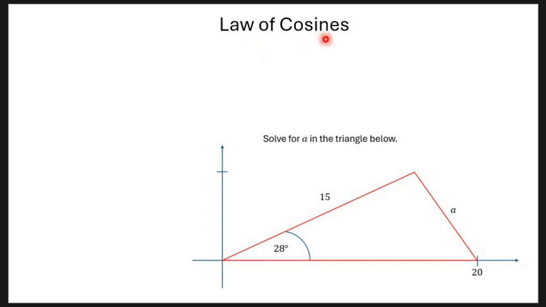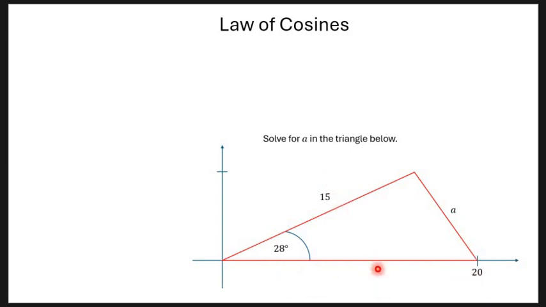Law of cosines. Solve for a in the triangle below. So I see I'm given an oblique triangle, and I'm given only one angle, a 28-degree angle. I'm given both of the sides adjacent to that angle. So I'm given a 15 unit length and a 20 unit length as the two adjacent sides.